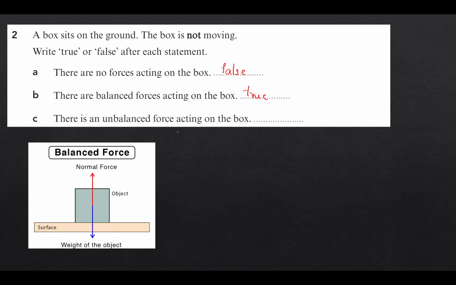There is an unbalanced force acting on the box. This is false. We know that this is false because in the question they have mentioned that the box is not moving, which means the box is at rest. If an object is at rest and there are balanced forces acting on the box, then the box will not change its state of motion, which means if it's at rest, it will stay at rest. If it's in motion, it will stay in motion. That's what inertia says. Since it's already at rest, the box will remain at rest.